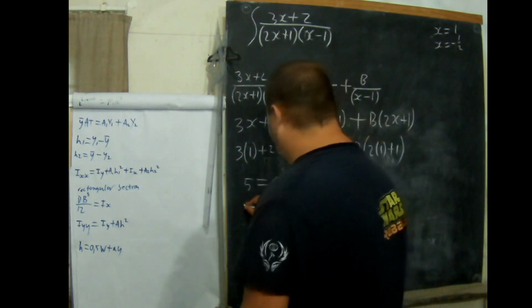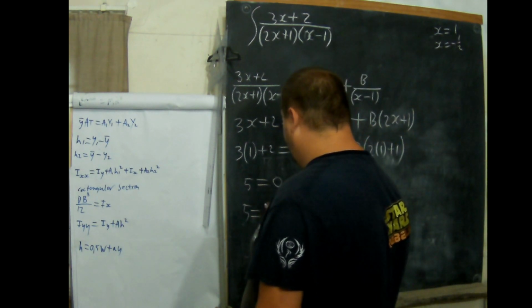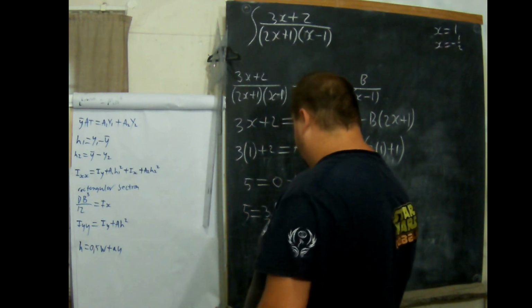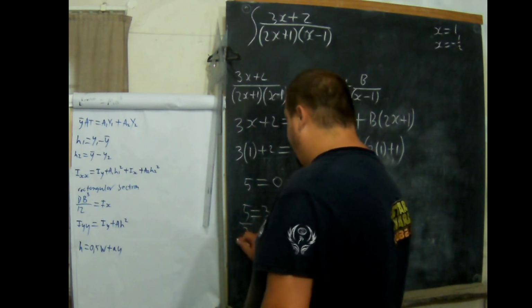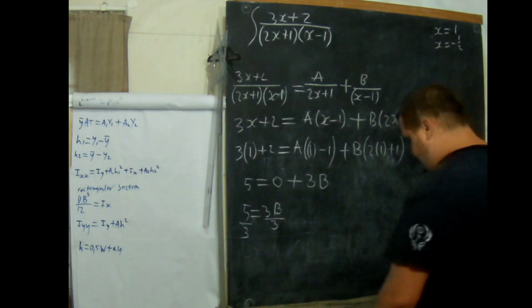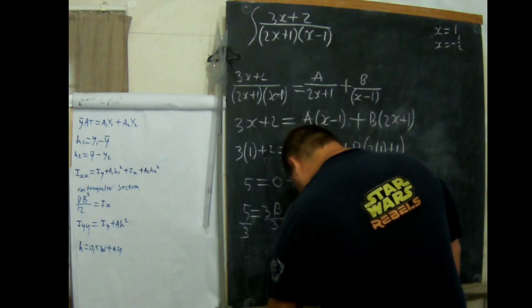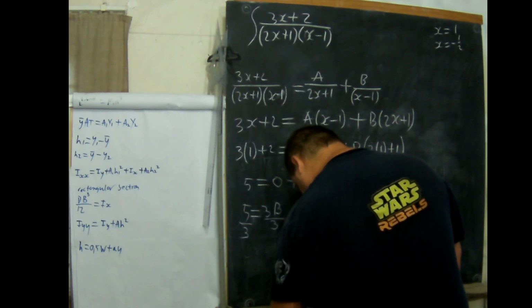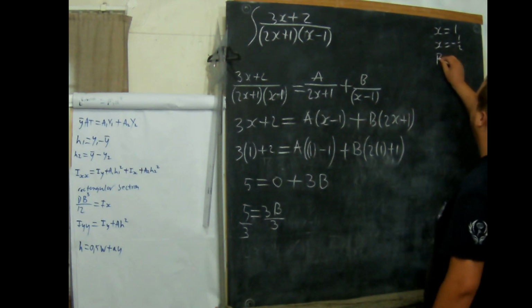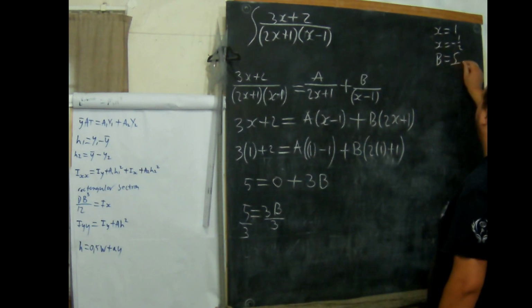So now what we have is 5 equals 3B. Divide by 3, divide by 3. So we have 5 over 3 is equal to B. So B equals 5 over 3.